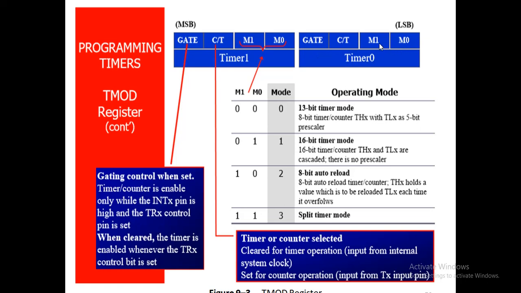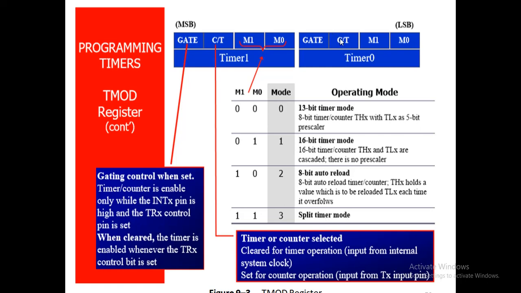This is for mode selection. Timer 0 and timer 1 work with 4 modes of operation, that is mode 0, mode 1, mode 2, mode 3, based on the selection of M0 and M1. If it is 0, 0, it is mode 0, 13-bit timer mode. If it is 1, mode 1, 16-bit timer mode. If it is 2, 8-bit auto reload, and 3, split timer mode.